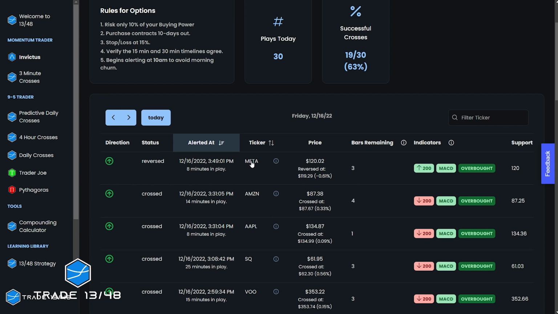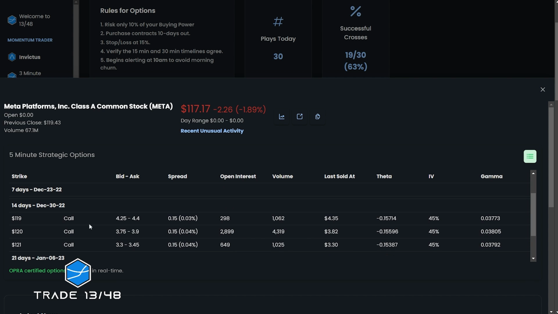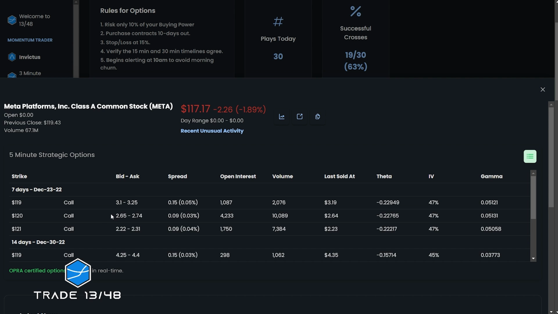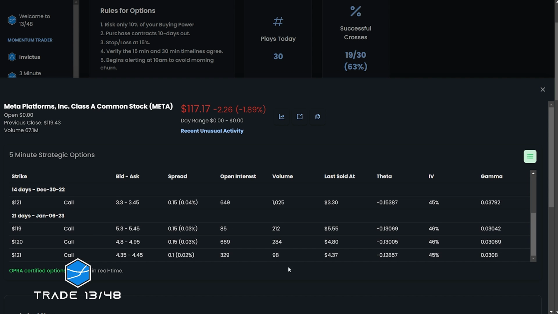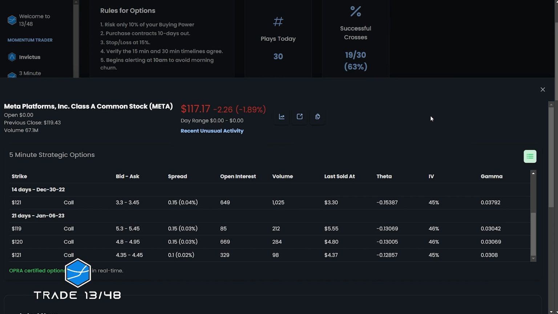Here we go. We have our tickers here, and we have more of the same here with our dashboard. Recent unusual activity, the strike prices that would yield the most profit, whether it's 7, 14, or 21 days. You also have the latest news. And let's go ahead and check out unusual activity with Meta. And we could see here we have neutral, neutral, bearish, bearish, bullish, bullish, bearish, neutral, neutral. All right. The market is telling us it is uncertain.